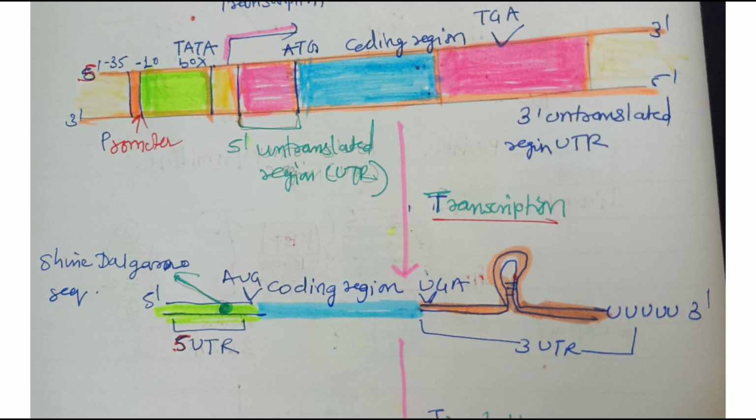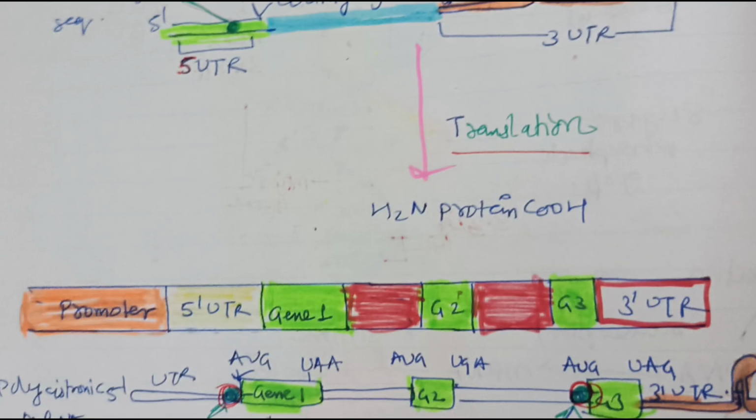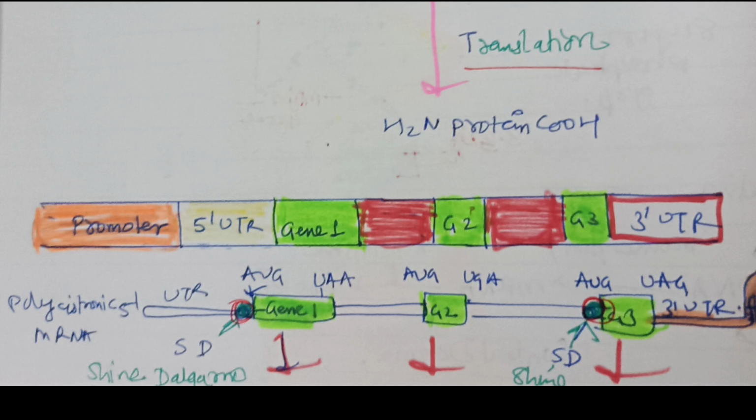So in translation the ribosome binds to the Shine-Dalgarno sequence in the 5'-UTR. Now we know what a UTR is. It is a 5' untranslated region. So in translation the ribosome will bind to the SD sequence, and then translation begins at the AUG codon and ends at the stop codon, that is UGA. So the ribosome reads the message from 5' to 3' and synthesizes the protein from N terminus to C terminus.